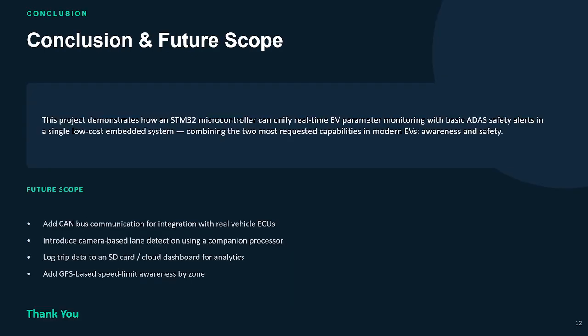As a conclusion, this project shows how one single STM32 microcontroller can combine real world EV monitoring with basic safety alerts in a pretty low cost setup. Going forward, this could be expanded with things like CAN bus communication to connect to a real vehicle ECU, maybe a camera, lane detection, or GPS based awareness, and similar things.